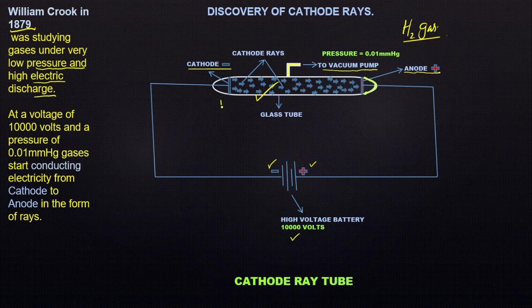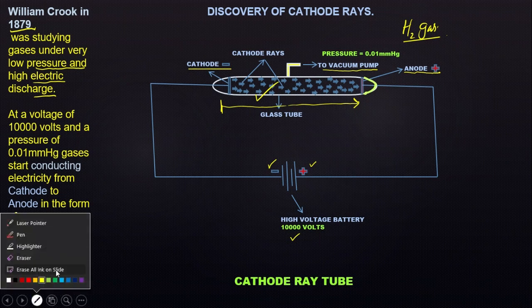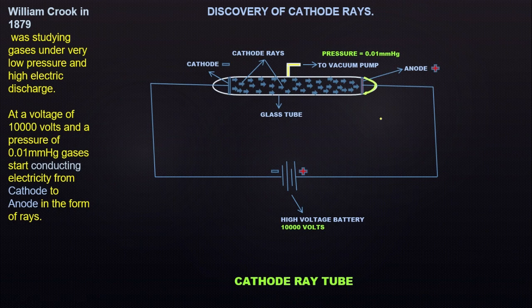So from here to here, from cathode to anode, it was in the form of rays. Some rays were seen, or we can say detected. How was the detection made? Detection was made by using a fluorescent screen or fluorescent chemical, that is ZnS.